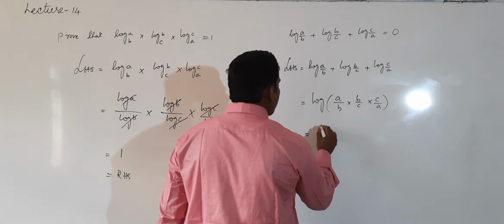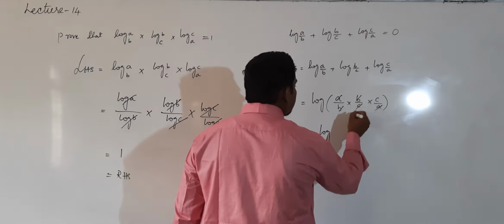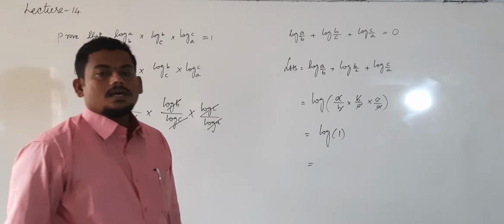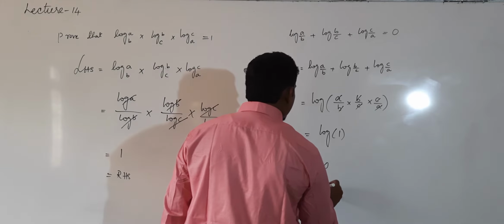Next, log of a gets cancelled, b gets cancelled, c gets cancelled. We get log 1. What is log 1? Log 1 value is 0. This is our RHS.